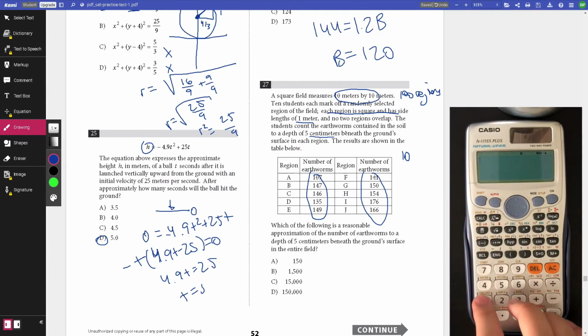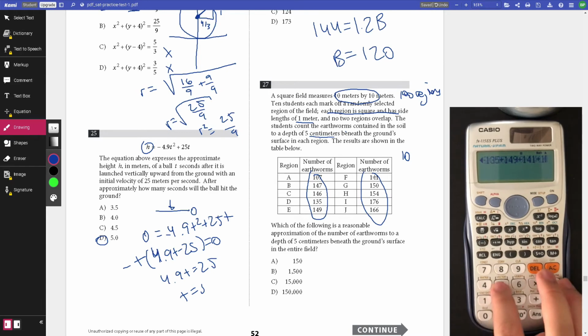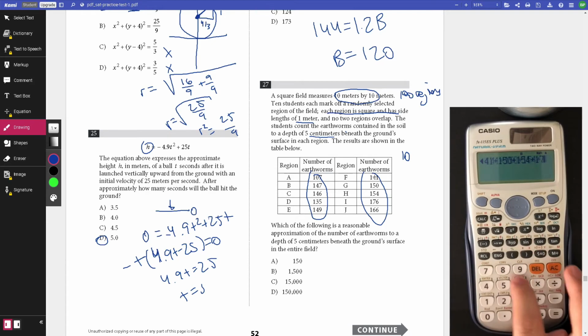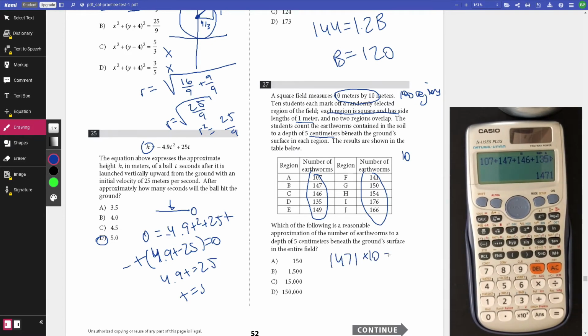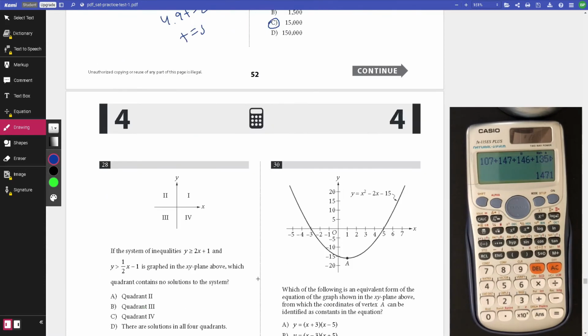It's going to say 107 plus 147 plus 146 plus 135 plus 149 plus 141 plus 150 plus 154 plus 176 plus 166 is equal to 1471. Times that by 10 is equal to 14710, and that's similar to this, C, 15,000.